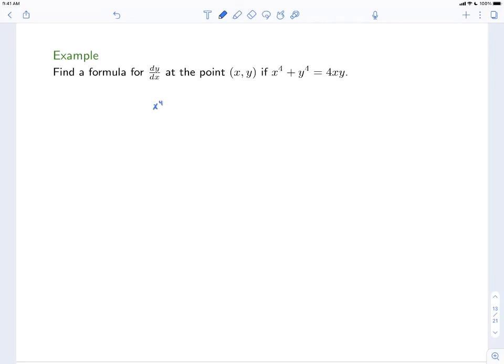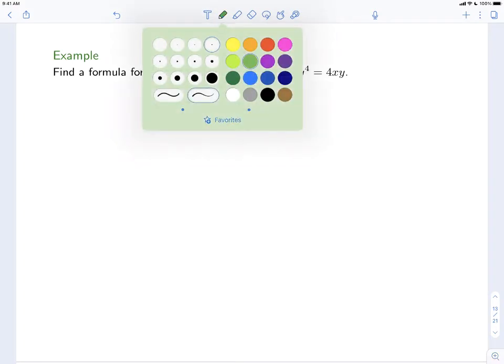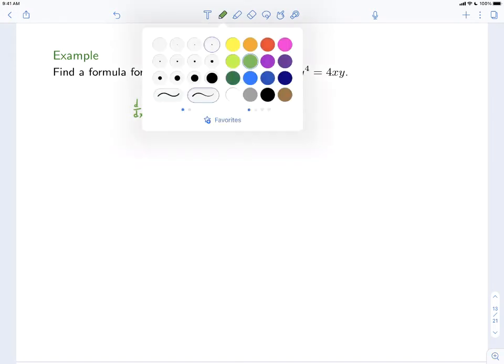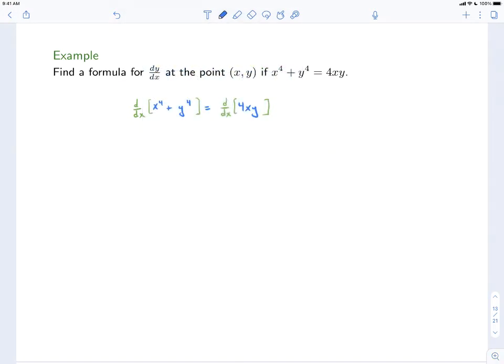We have x to the 4th plus y to the 4th is equal to 4xy. And we differentiate both sides with respect to x, and again, we just treat y as an unknown function of x. So on the left here, we have the derivative of a sum, so we can differentiate each one of these terms individually. So the derivative of x to the 4 with respect to x is 4x cubed, using the power rule.